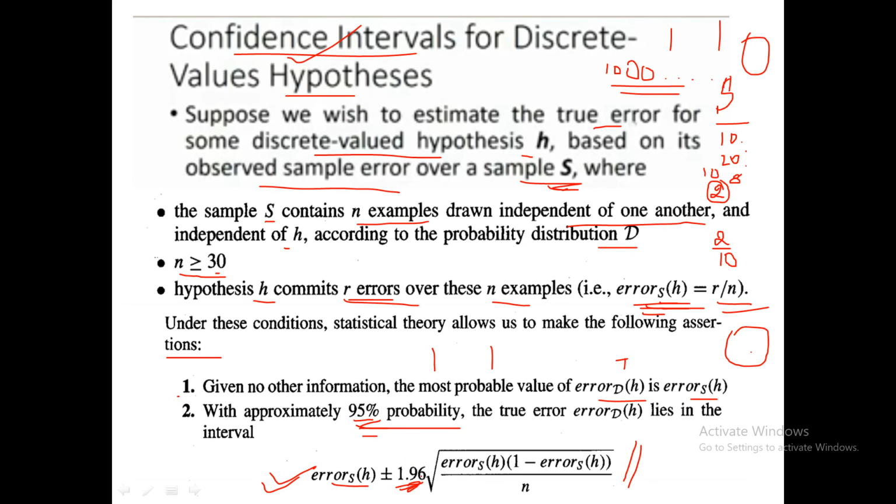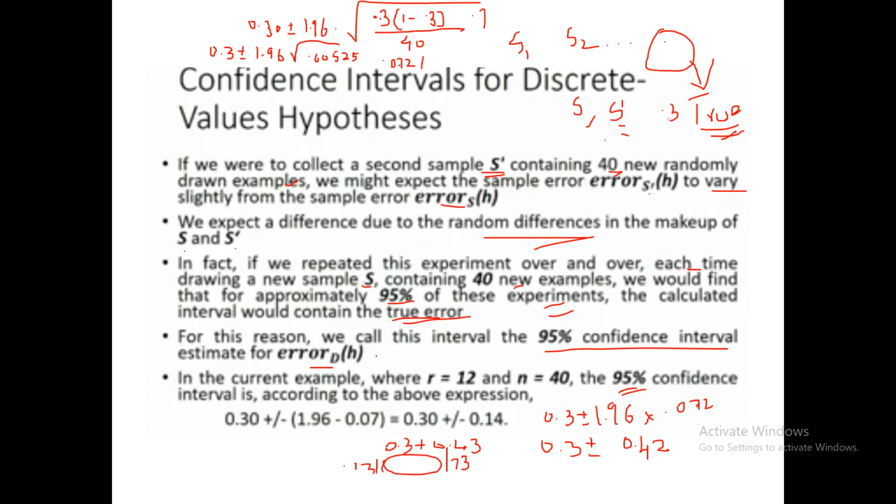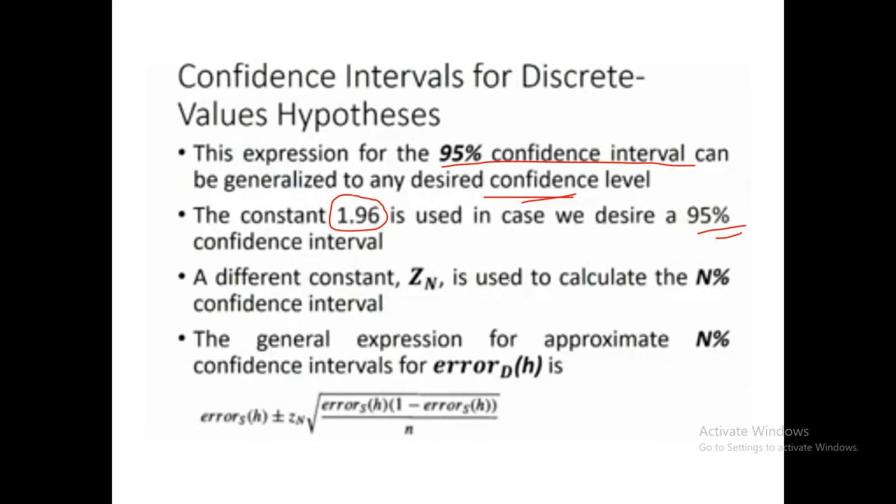How are we going to get this value? This value can be obtained, what we call the critical value, from a table. We call it the critical value Zn, which is used to calculate our n% confidence interval. In general, we can generalize this equation as: the true error always lies between the sample error h plus or minus Zn, right?